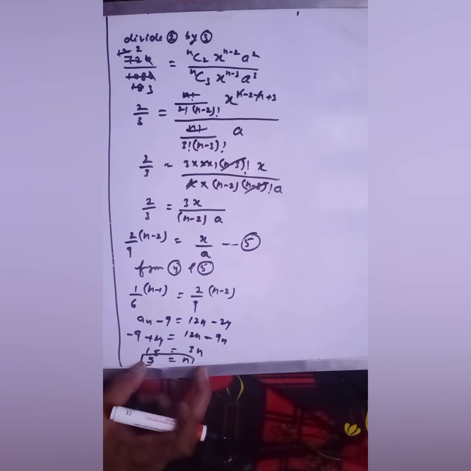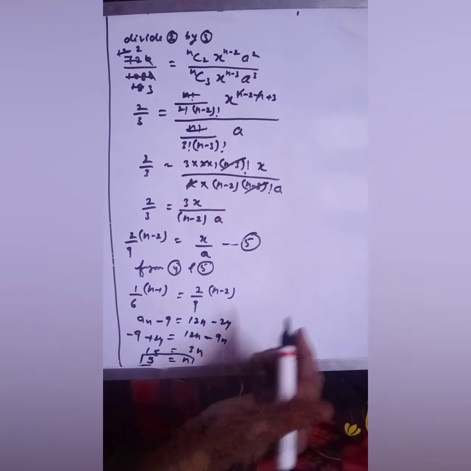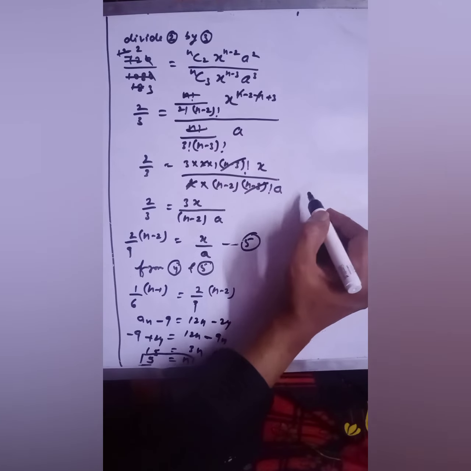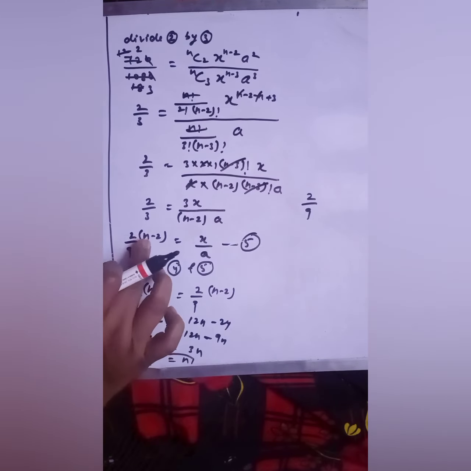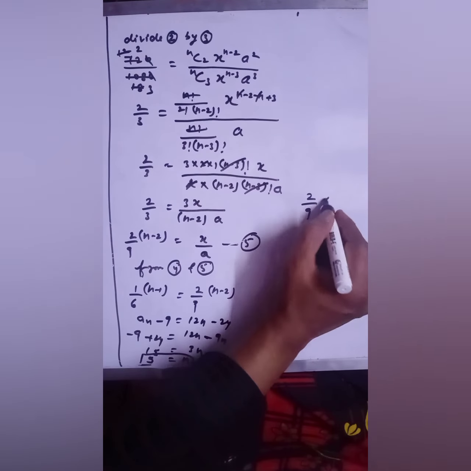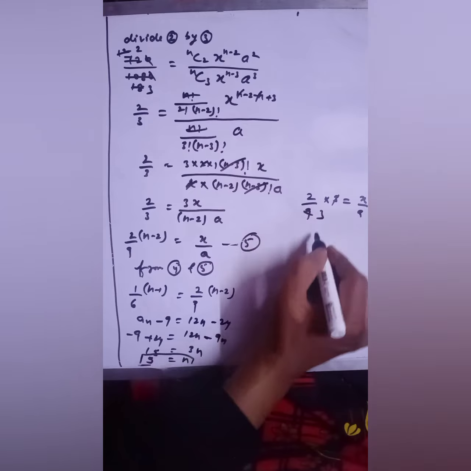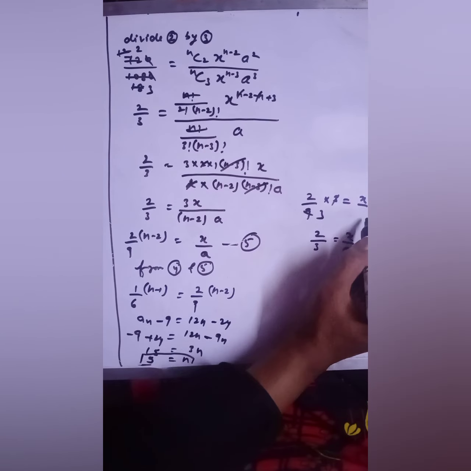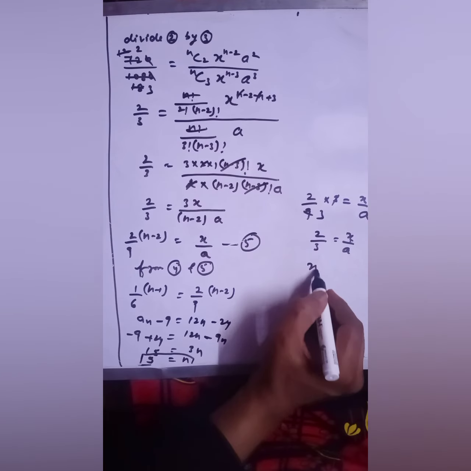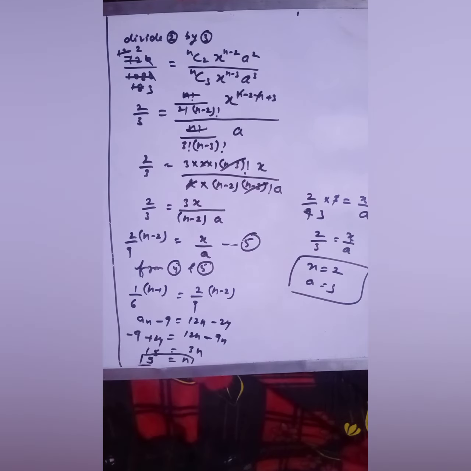So put this value in any one. Here I am putting n equals 5 in equation number 5. When you put n equals 5 in this, you will get 2 by 9 times 3, since 5 minus 2 is 3, equals x by a. So you will get 2 by 3 is equal to x by a. On comparing, your x would be 2, a would be 3. So this is how you can solve this question.